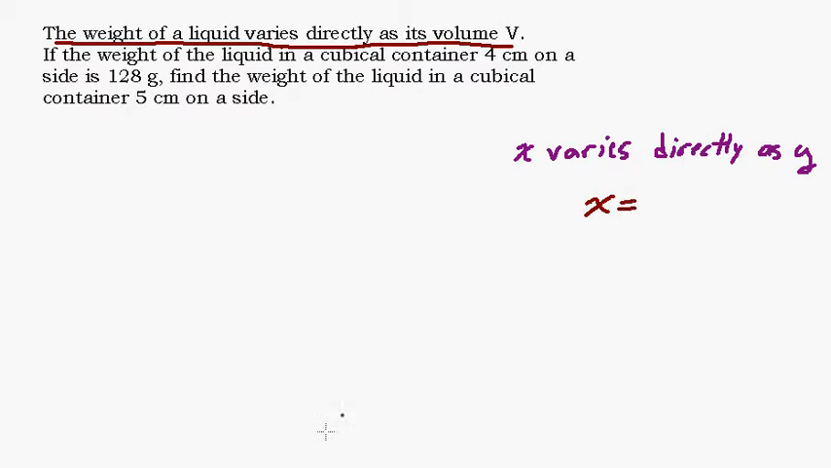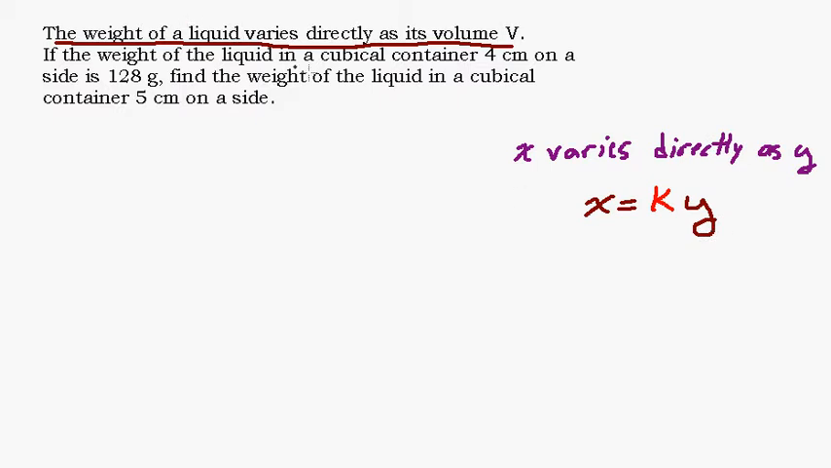So I'm going to change this into a formula that says X equals K times Y. So I know that as X gets bigger, Y is going to get bigger, but I don't know by what factor. And that's what the K is. So anytime you see something X varies directly as Y, you want to set up this little formula, X equals K times Y. That's varies directly.